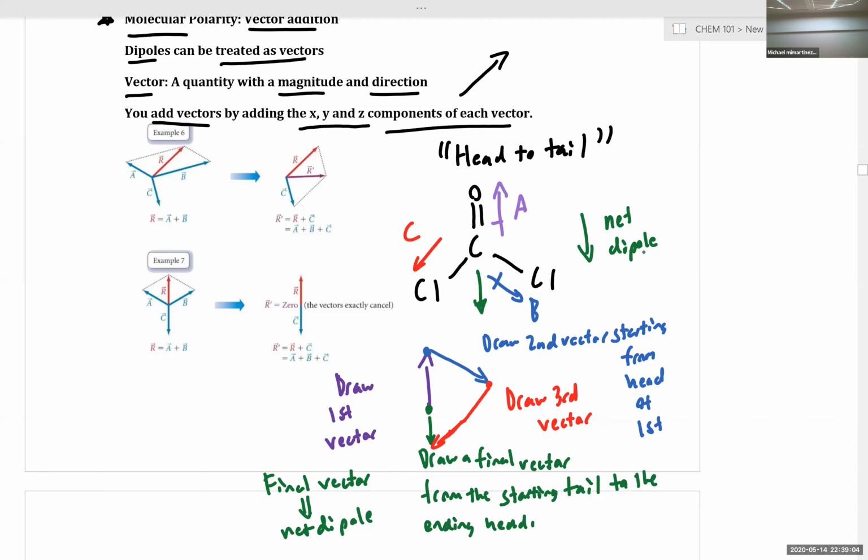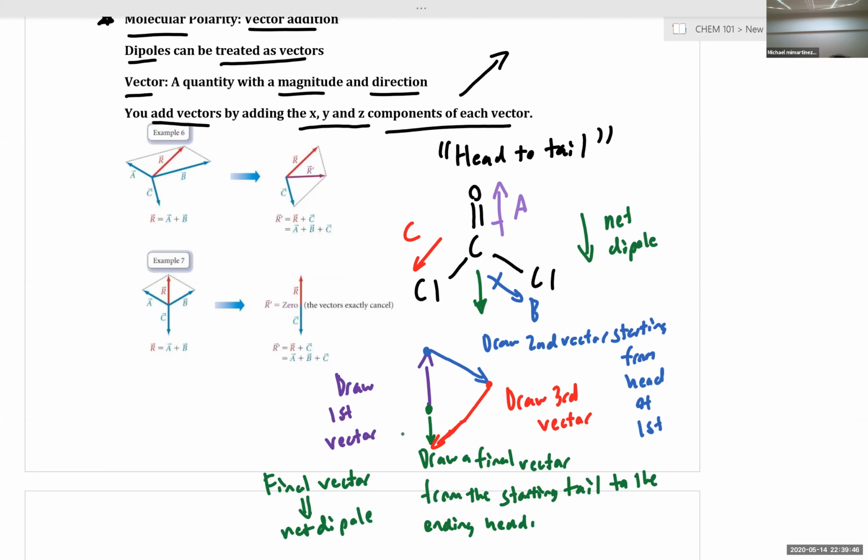Does this look familiar if you've taken physics? Or does the idea of dipole addition make sense? You draw your vectors from tail to head. Once you have your first vector drawn, you draw from the head and you draw your second vector. You go from the head, you draw your third vector. Finally, you start from the tail of the first to the head of the last, and this gives you your net vector. This is a nice pictorial way of drawing and adding dipoles.